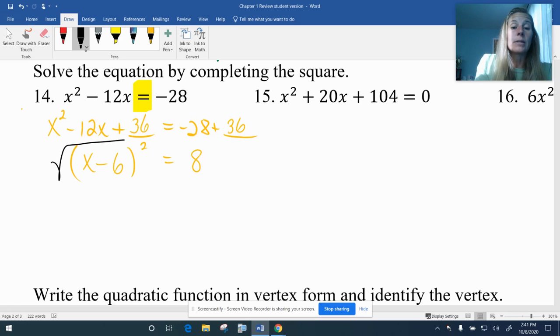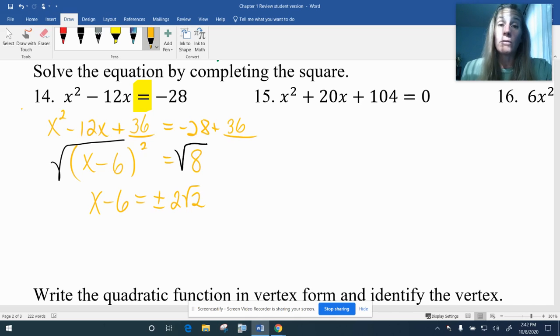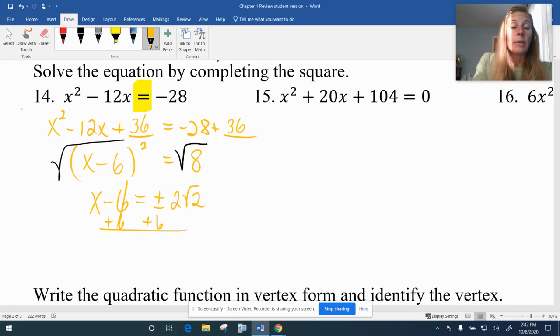Now I can simply solve by square rooting both sides. So I get x minus 6 equals positive or negative, and the 8 will simplify to 2 radical 2 if you use your factor tree method. Then last thing to do is get the x by itself. So I'm going to add my 6 to the other side. I have 6 plus or minus 2 radical 2.